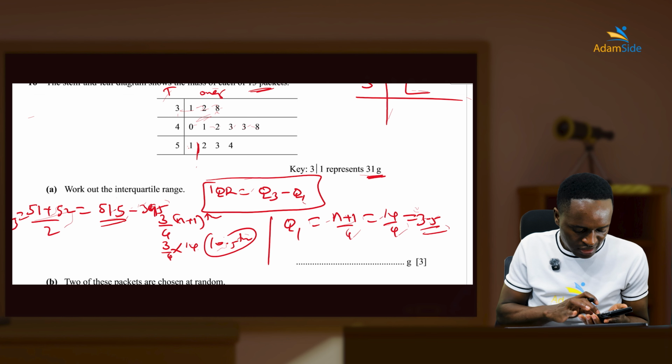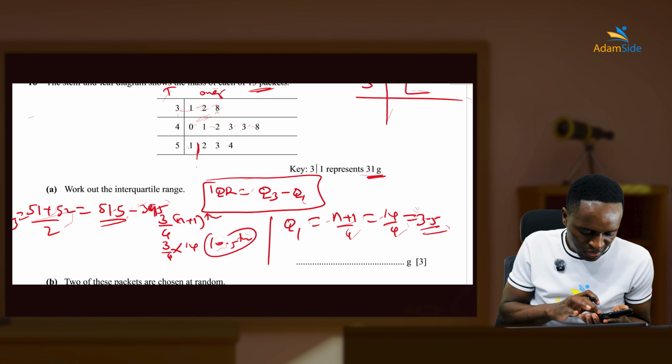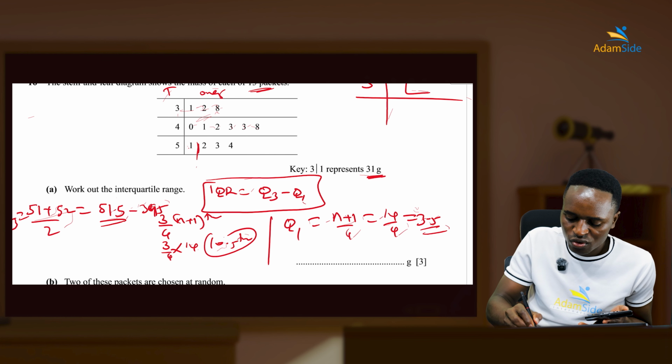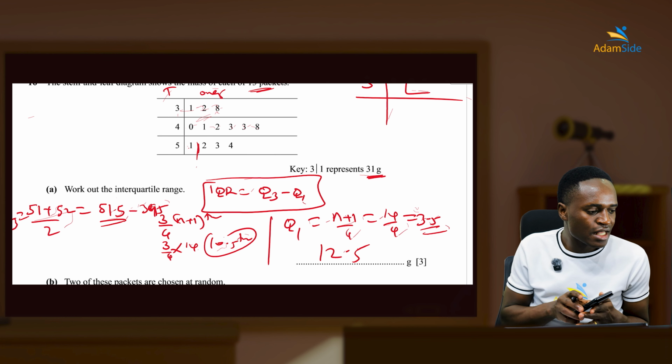So 51.5 minus 39. What do we get? We get 12.5. So 12.5 grams is our answer.